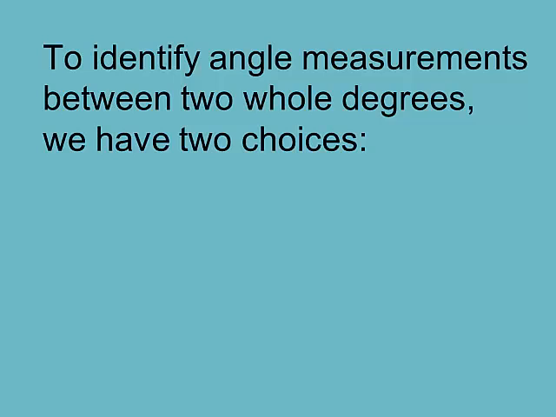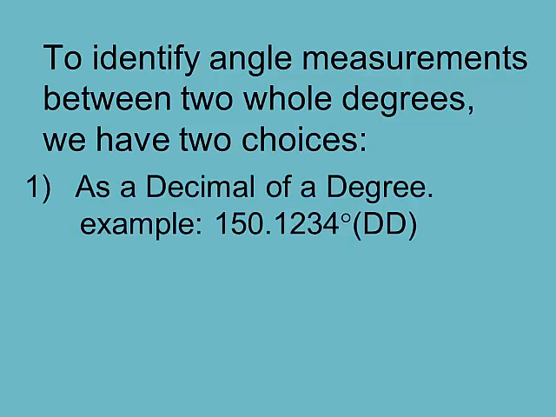To identify the angle measurements between two whole degrees, like say between 44 degrees and 45 degrees, we have two choices. We can describe them as decimal degrees. It's referred to as DD, and this is mostly how students like it because it's just a plain old decimal. Here we have 150.1234 degrees. Obviously, it's a little closer to 150 degrees than it is to 151 degrees.